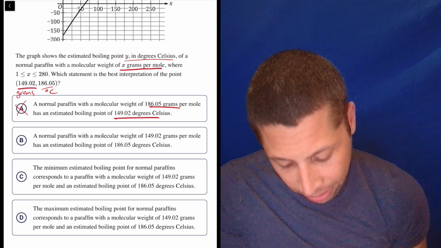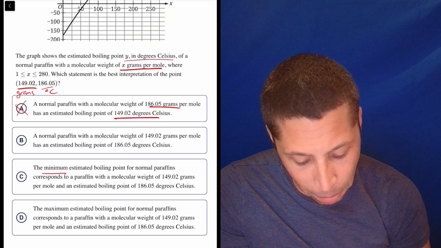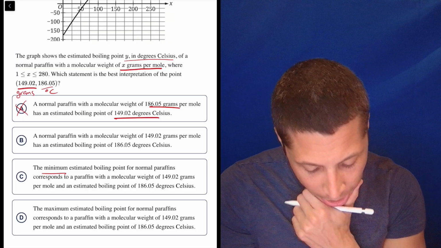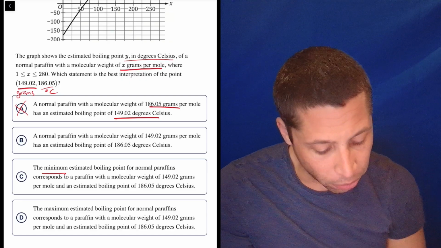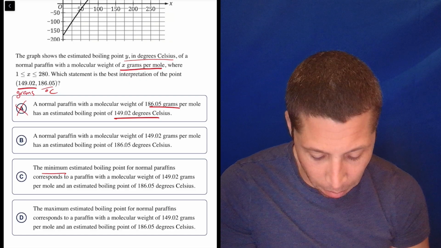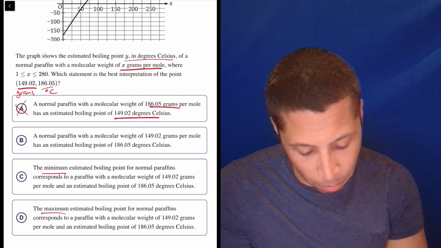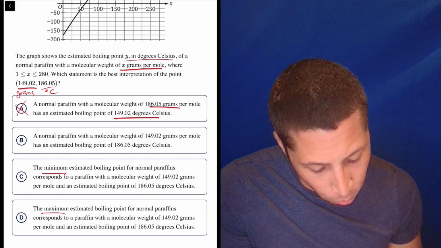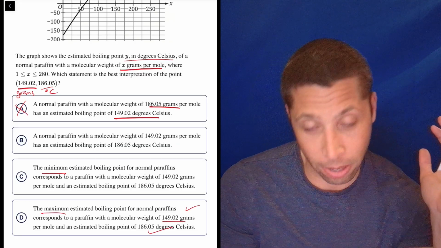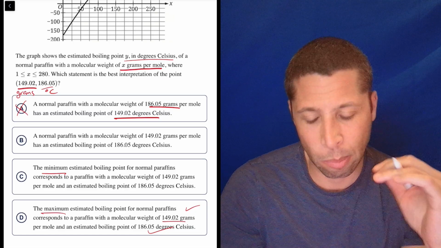C, the minimum, that's a key word. The minimum estimated boiling point for normal paraffins corresponds to a paraffin with a molecular weight of 149.02 grams per mole, so that unit's correct, and an estimated boiling point of 186.05 degrees Celsius. So again, the units are right, but it added this other element, this idea of a minimum. And then let's just look at D for completion here. The maximum estimated boiling point for normal paraffins, blah, blah, blah, 149.02 grams looks good, 186.05 degrees Celsius looks good. So the units are okay in C and D, but now you're bringing in ideas of maximum, minimum.